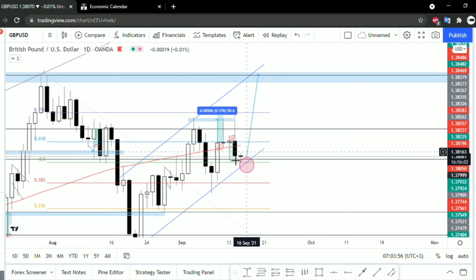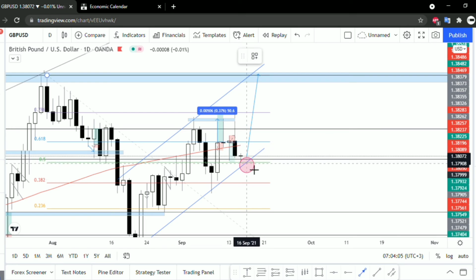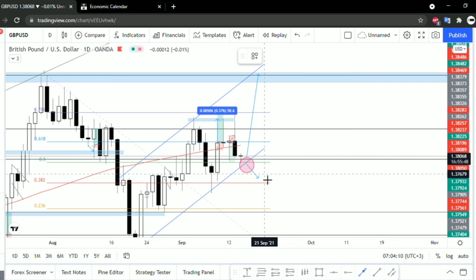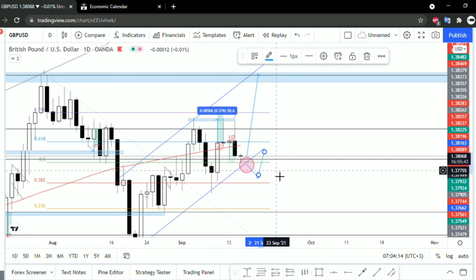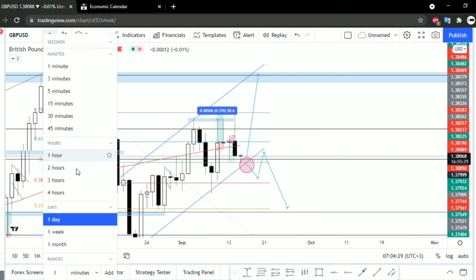But in case it doesn't do that, if it breaks below this particular trend line, we'll just wait for a retest. So this is how it's going to look. If it breaks down, we'll just wait for a retest to this area, maybe around here, and then we can finally move down maybe to these other Fibonacci levels. Basically that's how we're setting ourselves up for that trade.